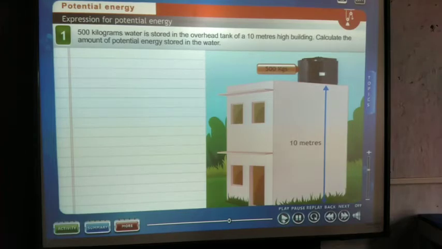Now we will see one numerical based on potential energy. 500 kilograms of water is stored in the overhead tank of a 10 meters high building. Calculate the amount of potential energy stored in the water. I read it again. Listen carefully. 500 kilograms of water is stored in the overhead tank of a 10 meters high building. Calculate the amount of potential energy stored in the water. So let's see how to solve this numerical.